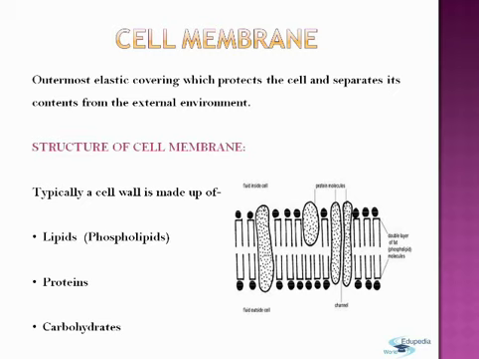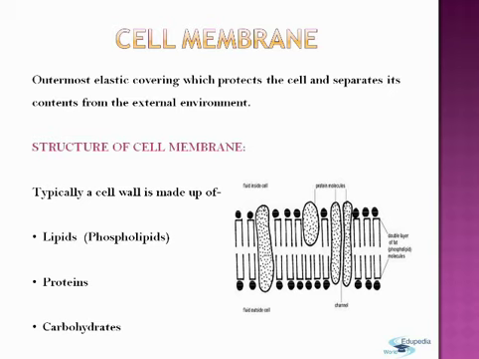Now let's move on to the cell membrane. First of all, the definition of the cell membrane. It is the outermost elastic covering which protects the cell and separates its content from the external environment. Now the plant cells have the cell wall which gives them the extra strength.